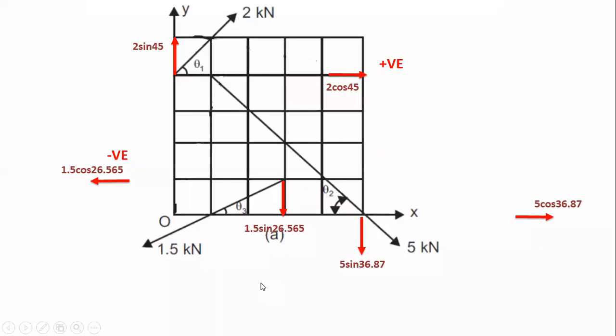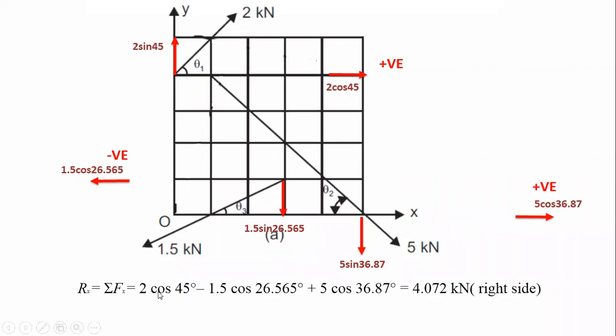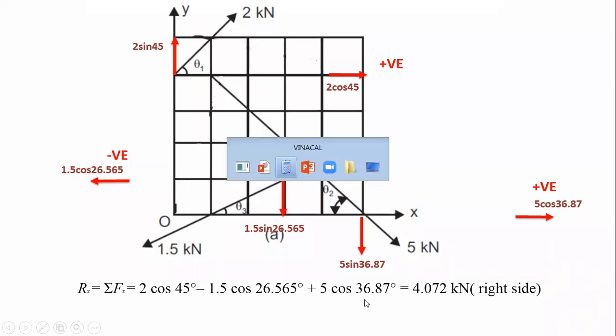And this 5 cos 36.87 is going in the right side direction, that's why it is taken as a positive force. Now make the calculation. This will be positive, this will be negative, this will be positive. Make the calculation over here.